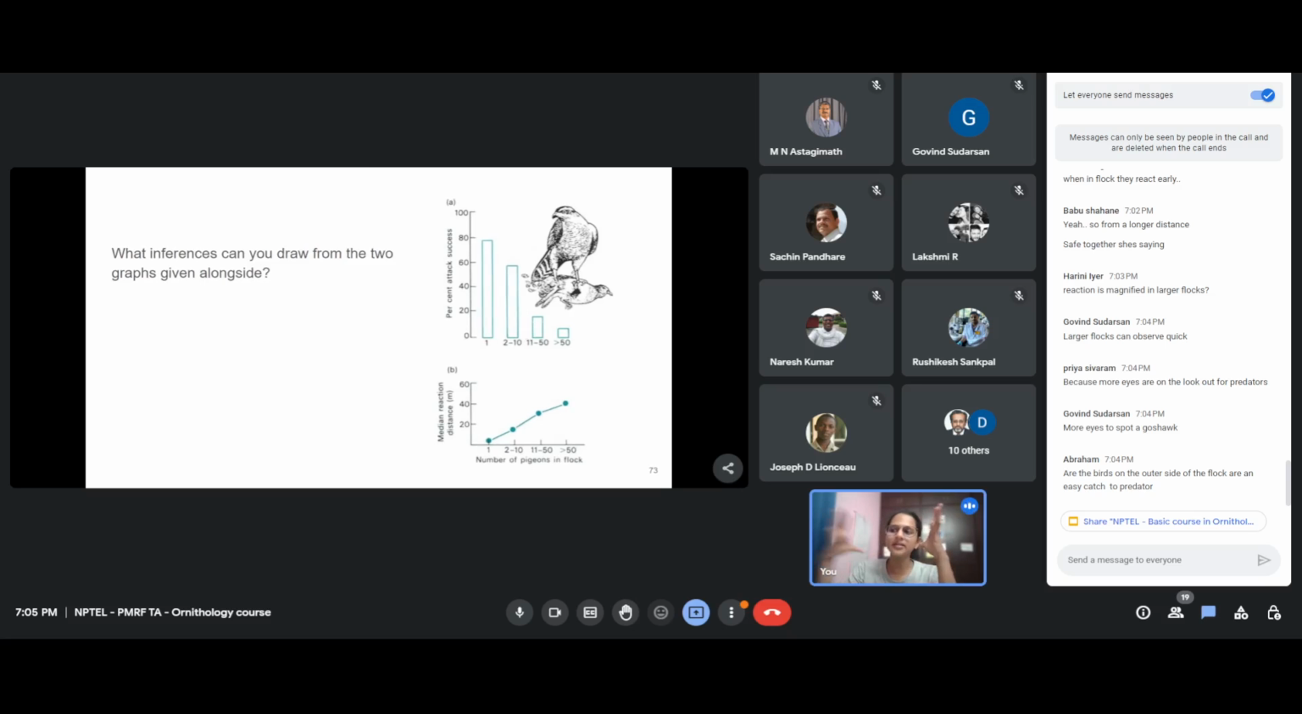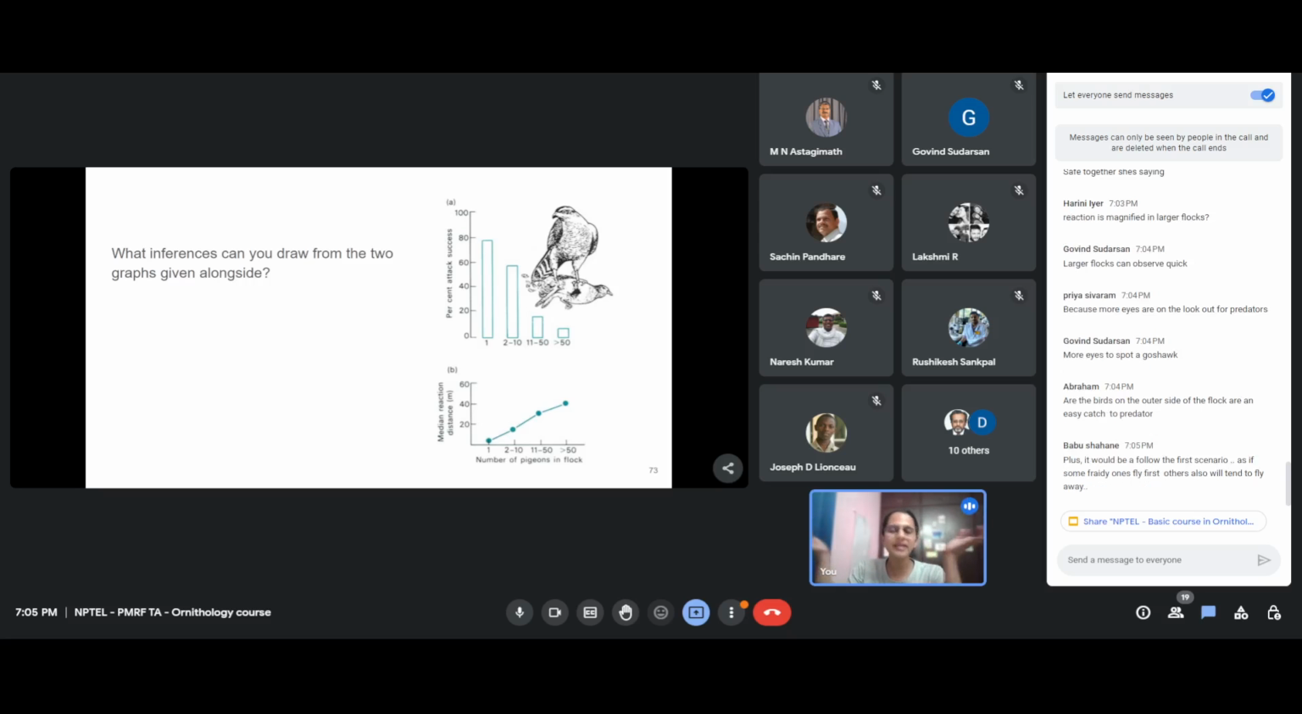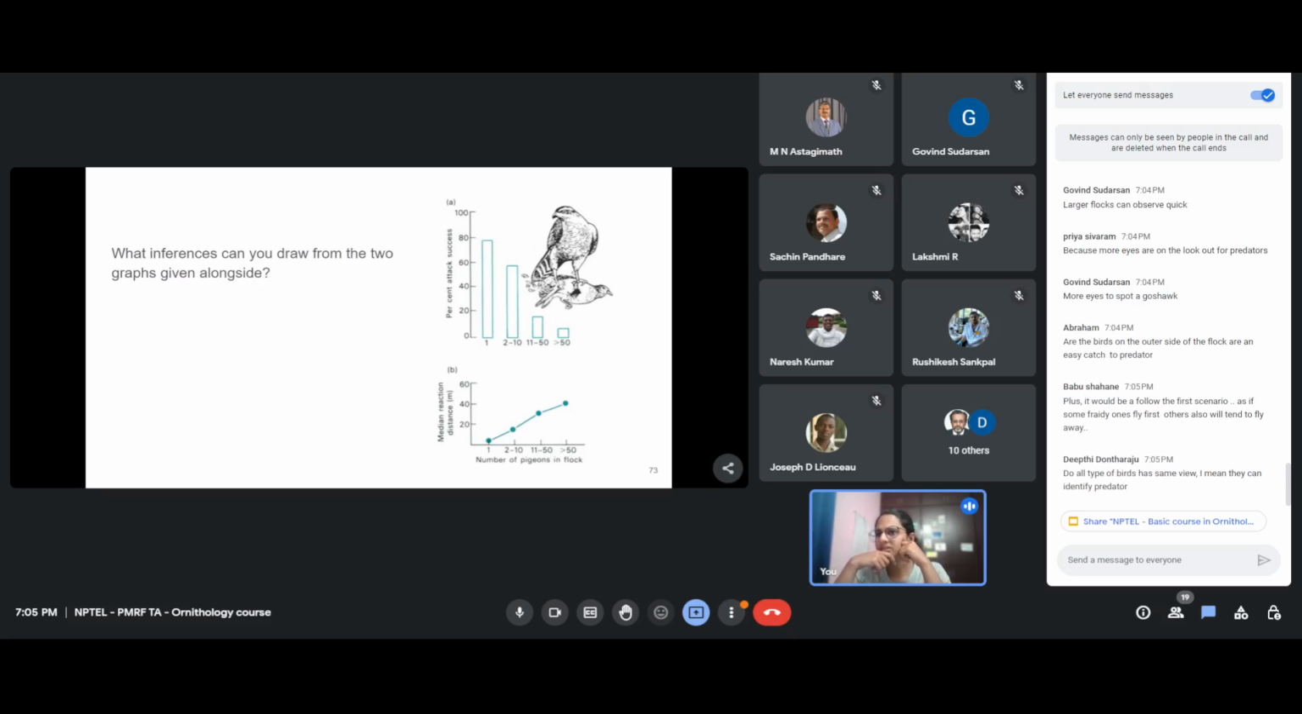There are hierarchies not only in foraging areas. If it's an aerial predator, probably it doesn't make any difference. But if it is feeding on a tree or something like that, probably the outer individuals are going to be more susceptible than the individuals that are inside. Plus it would be a follow-the-first scenario, as I'm assuming that scared ones fly first, others will also tend to fly away.